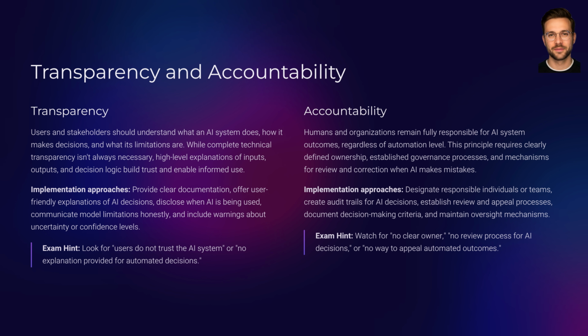Typical exam hints. No clear owner or team for managing the AI system. No review process for AI-driven decisions. No way for users to contest or question outcomes. Expected actions. Assign a responsible owner or team. Establish review and escalation procedures. And ensure AI systems are included in risk and compliance processes. Accountability ensures that people stay in control and can be held responsible for AI use.